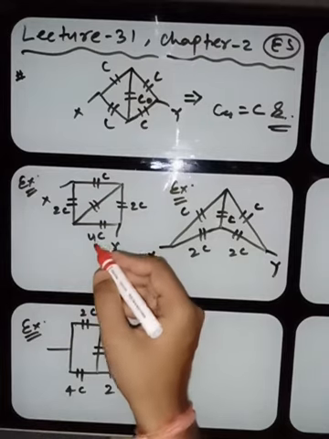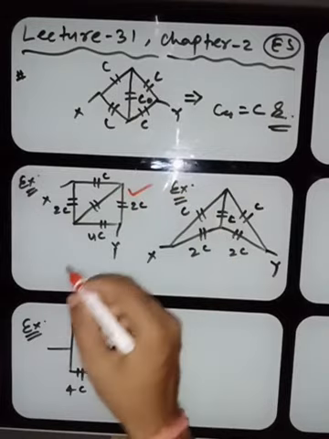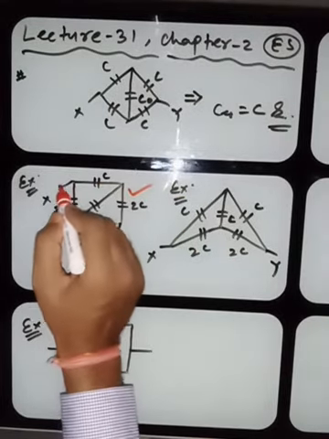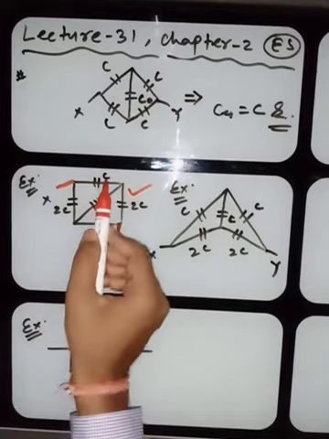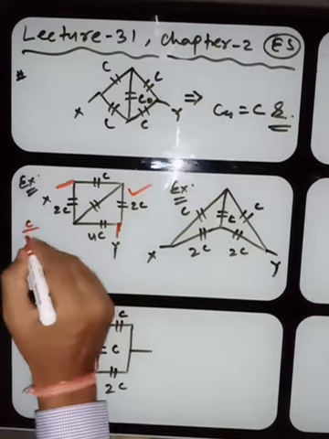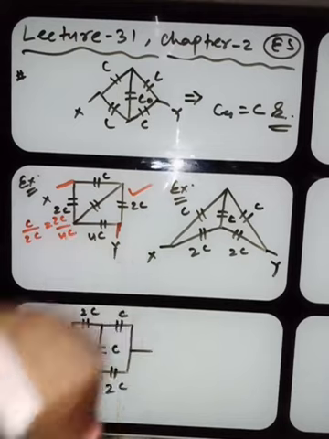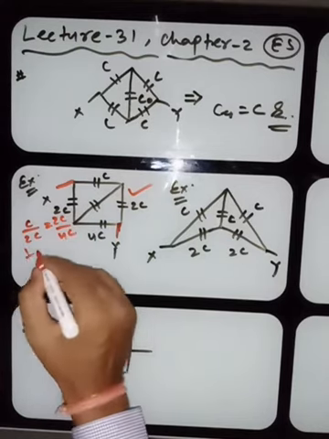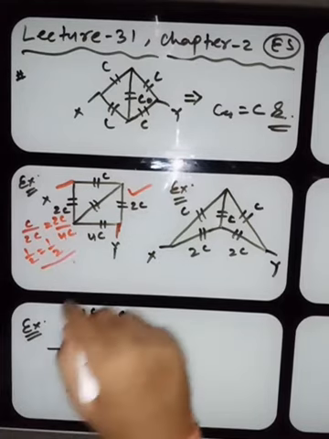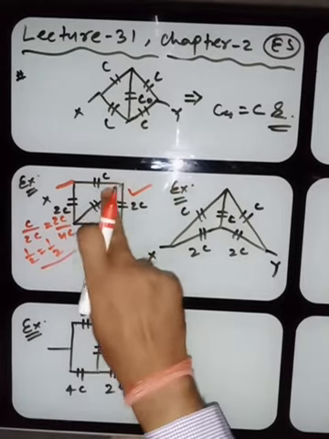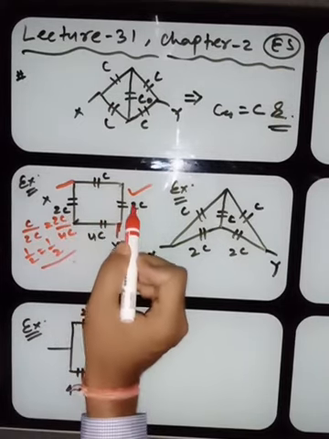Okay. Is this one a balanced Wheatstone bridge, student? And the answer is yes, it is a balanced Wheatstone bridge. See, this is the terminal, and about the terminal you have to see the arm resistors. So C by 2C, does it equal 2C by 4C? Then you will find the answer is yes, this is also 1/2 and this is also 1/2. It means the ratios are the same. Then what will be the answer? You have to remove this bridge.